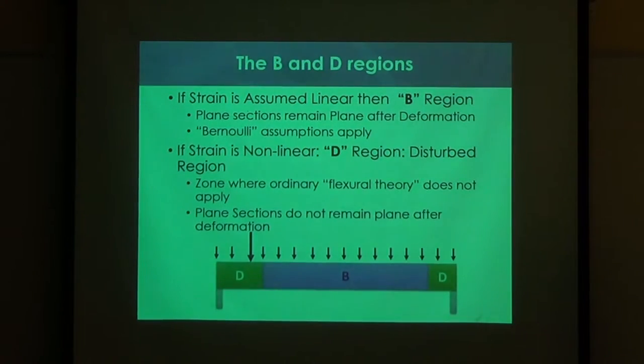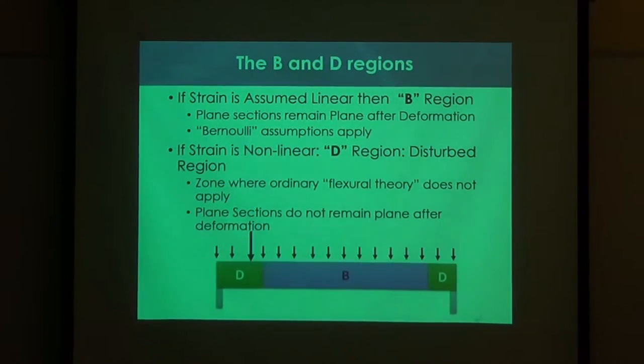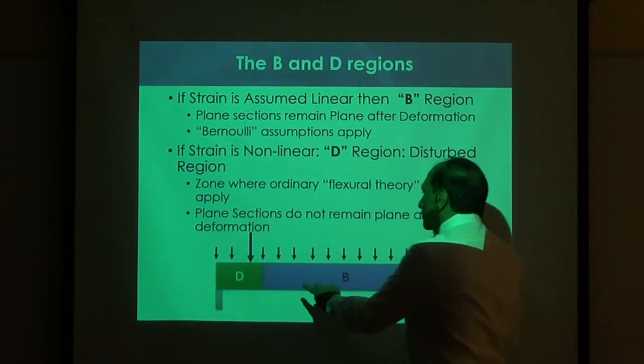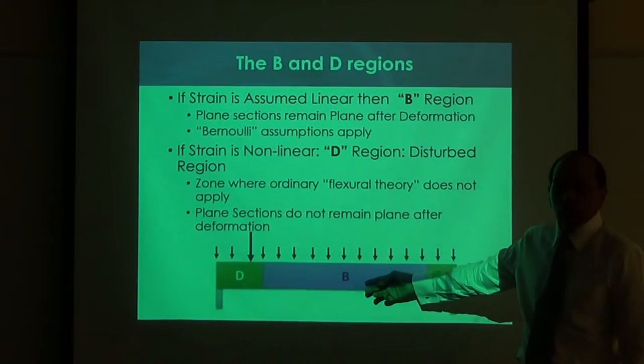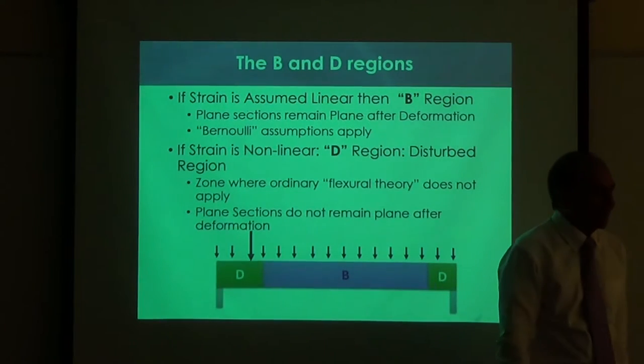So if there is another point load, another D region will be created. At every heavy point load, a D region will be created. Every support has a D region. So if you want to design a beam, the conventional design, bending moment and shear, will hold true in purple color. It will not hold true in green color.